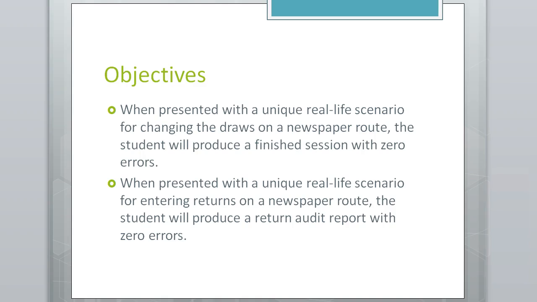We have 2 objectives for this course. Number 1, when presented with a unique real-life scenario for changing the draws on a newspaper route, the student will produce a finished session with 0 errors. And number 2, when presented with a unique real-life scenario for entering returns on a newspaper route, the student will produce a return audit report with 0 errors.